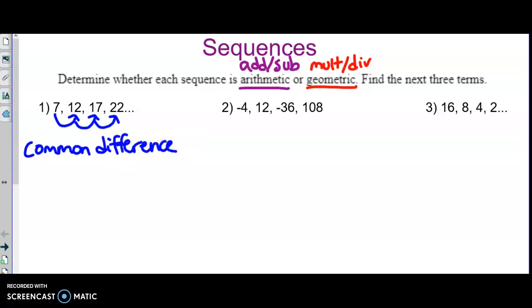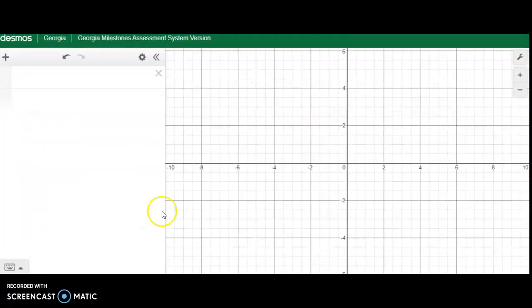Now, I do all of this in the calculator because I don't always trust my brain. If I'm doing the common difference, I'm going to start with the last number and subtract the previous number, because difference means subtract. So I'm going to do 22 minus 17, and then 17 minus 12. If it equals the same thing, then we know we have a common difference. So let's try this.